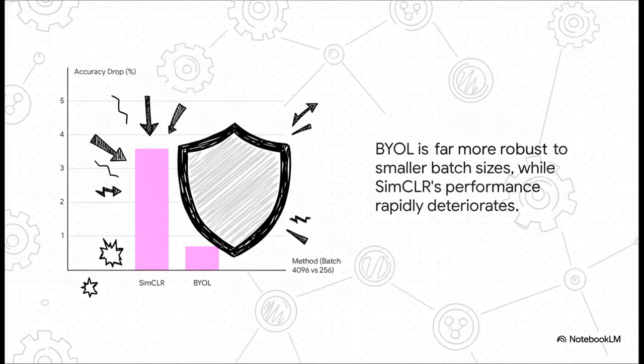And remember how we talked about those contrastive methods needing massive batch sizes? Well, this is where BYOL really shines. Look at SimCLR's performance. It just plummets as the batch size gets smaller. But BYOL, because it doesn't need all those negative examples, is remarkably stable. Its performance barely even budges. That makes it way more efficient and way more accessible for people to use.